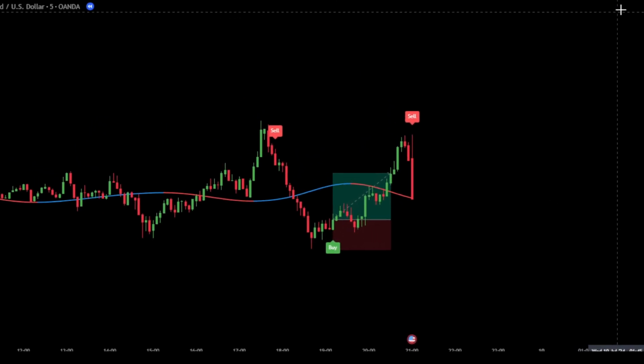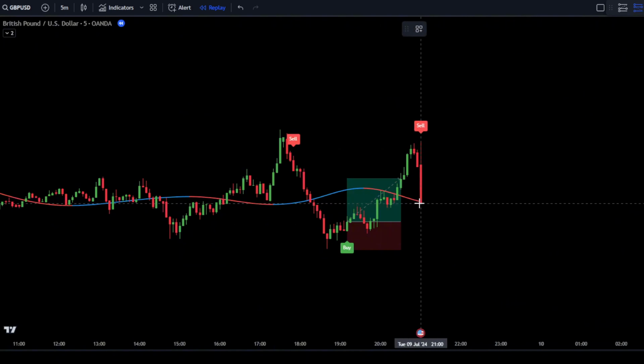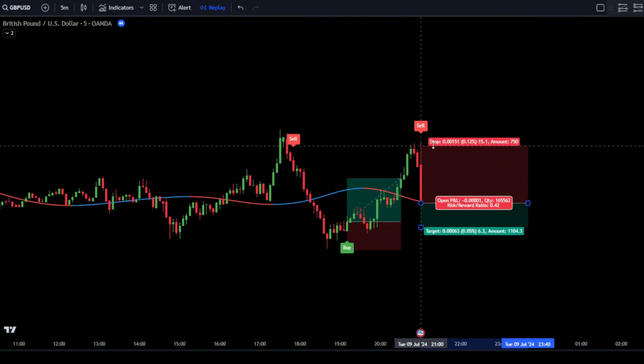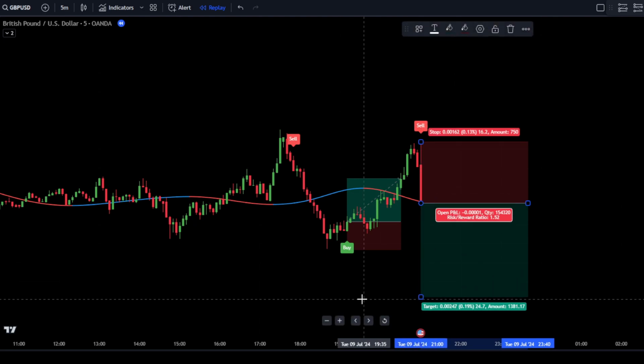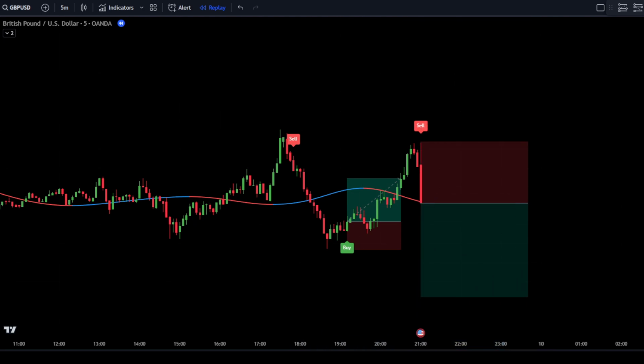If all conditions are met, you can place a sell order after the bearish candlestick has closed. Set the stop loss at the last swing high. Use a take-profit target with a risk and reward ratio of 1 to 1.5.